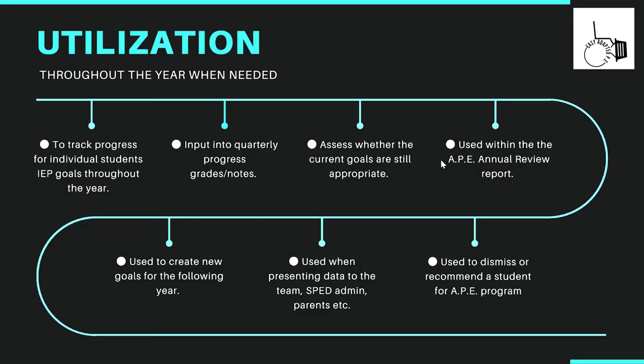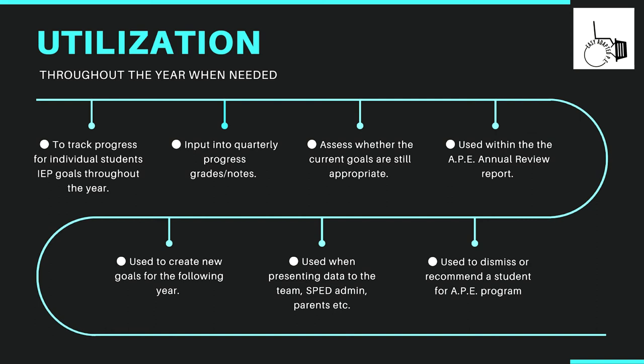So this is my utilization. I mean, this is just kind of an overview. Typically, I'm going to use a lot of these assessments to track the progress for individual students throughout the year, especially using the Google Forms. I'm going to use it to input quarterly progress grades and notes. I'm going to assess whether the current goals are appropriate. I'm going to use that information, as I just showed you, within the Adaptive PE annual review report.